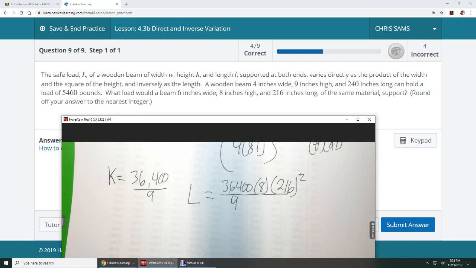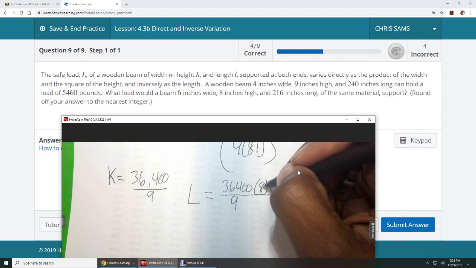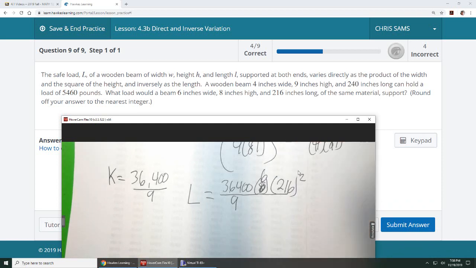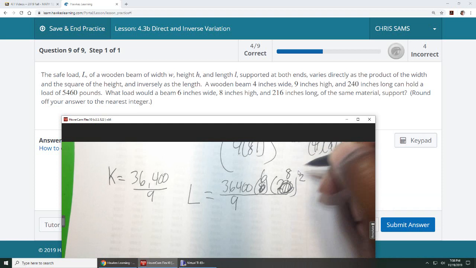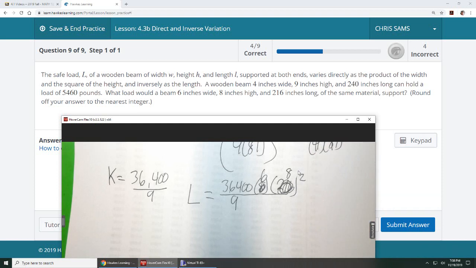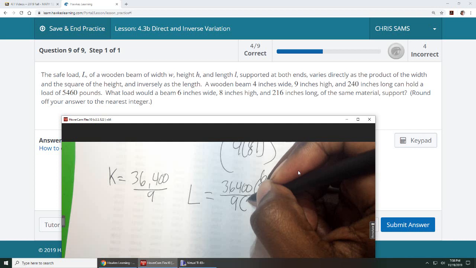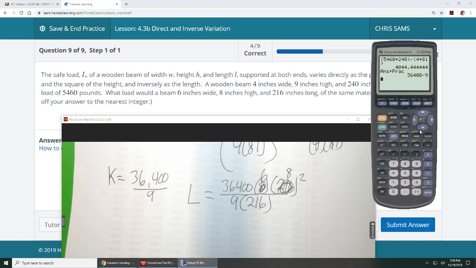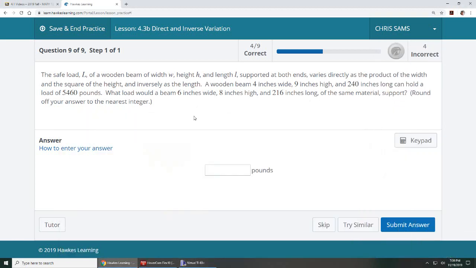I'm sorry, actually I put that in wrong. What load would be 6 inches wide? This is 6, actually. Height is 8, so this is actually 8, and 8 is going to be squared. And then 216 inches long. So on the bottom with this 9, I have to multiply that by 216. Sorry, it kind of skipped over a number. So I'm going to input all of this, and again, this whole part in parentheses. So 36,400 times 6 times 8 squared divided by 9 times 216, and that will give me my answer. And then here, we will round to the nearest integer. So we're going to round to the nearest whole number.